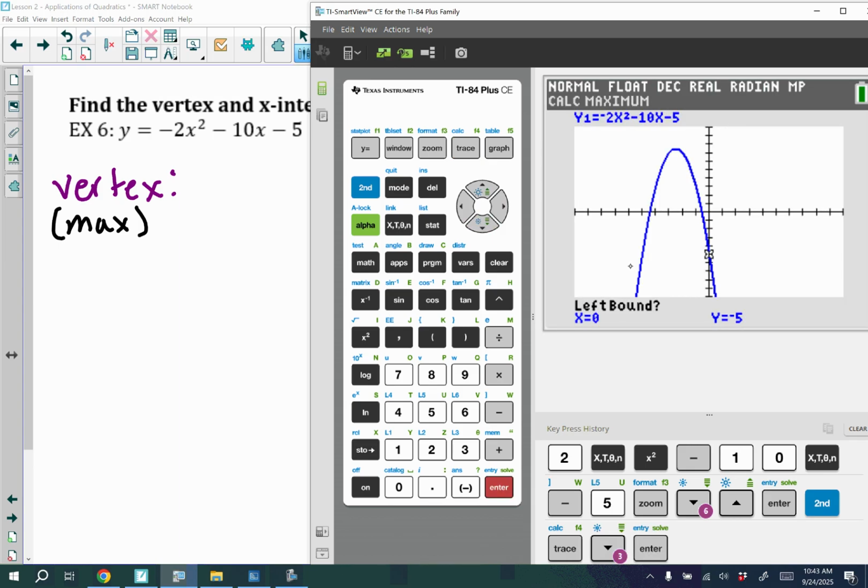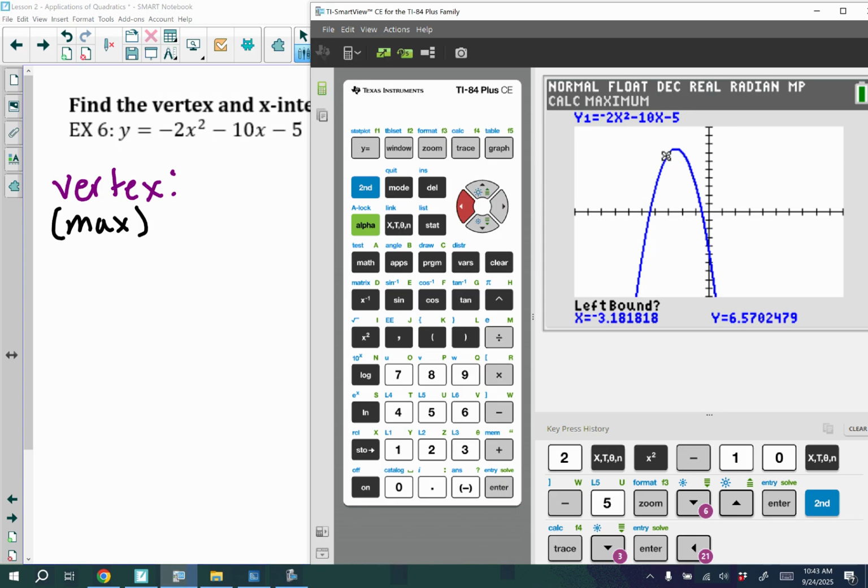Now, it's going to say left bound and right bound. What left bound means is we want to get this cursor on the left-hand side of our graph. So you can only use your left and right arrows. Up and down will not work. Right now, my cursor's on the right-hand side. I need to move it over, so I'm going to use my left arrow. Now, you just need the cursor on the left-hand side of your vertex. If you're right on the vertex or if you are on the wrong side, it's going to say error.